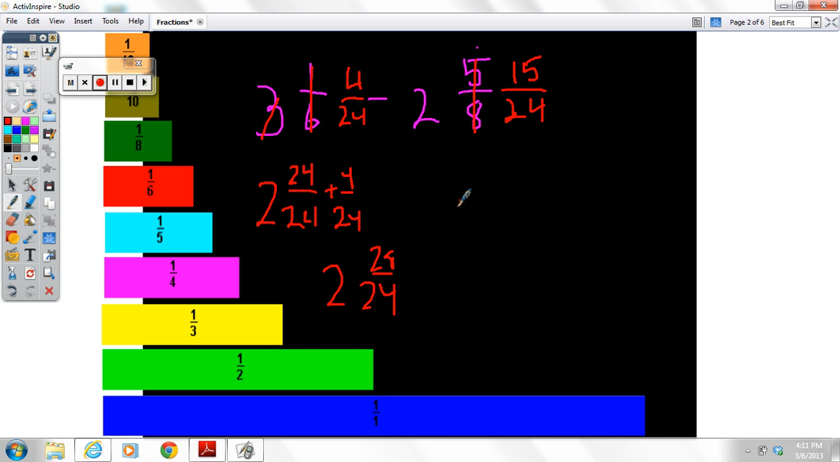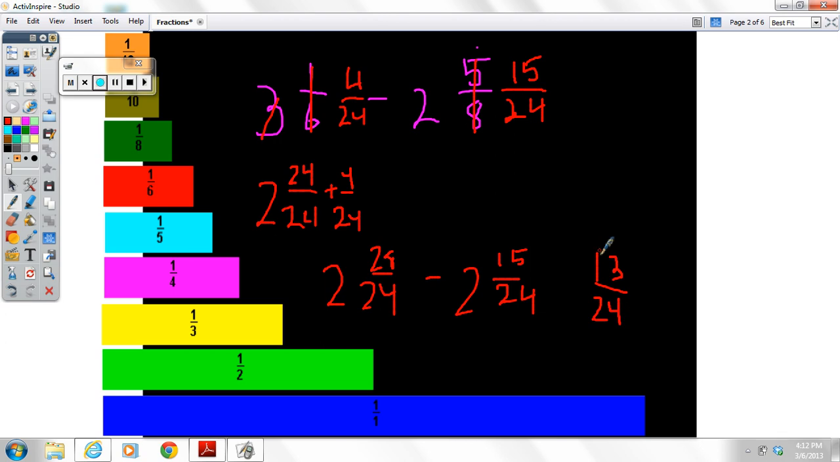But now, when we go to subtract 2 and 15/24, the first numerator is larger than the second numerator, and we're going to be able to subtract this. So if I was subtracting, I would take 2 minus 2, which is nothing, 0, and I would take 28 minus 15, and I would get 13. Denominators match, they stay the same, and your answer is going to be 13/24.